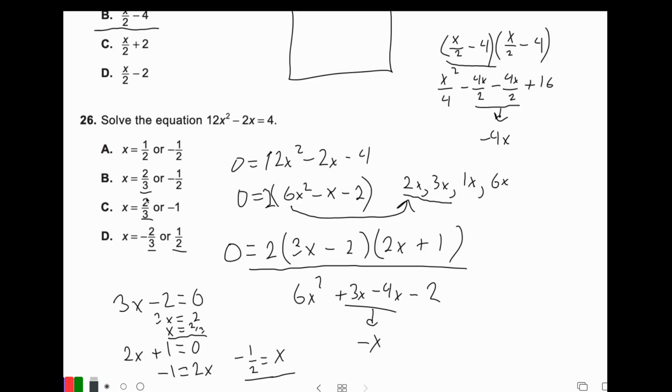Now let's see, is there any of them that line up with this? Positive 2/3 and -1/2. I think that looks like B to me.